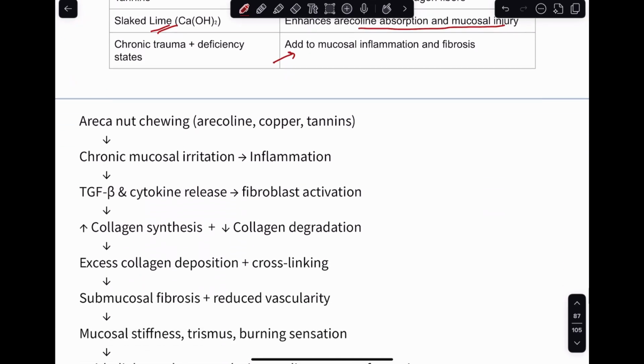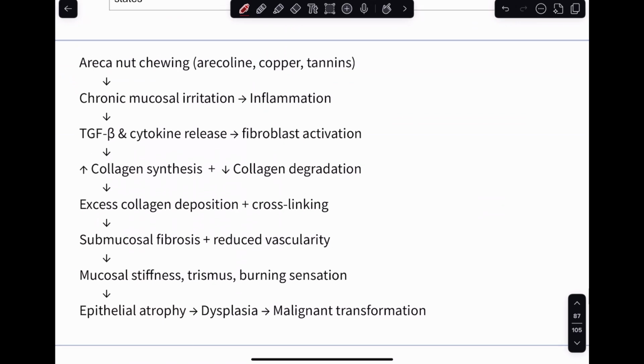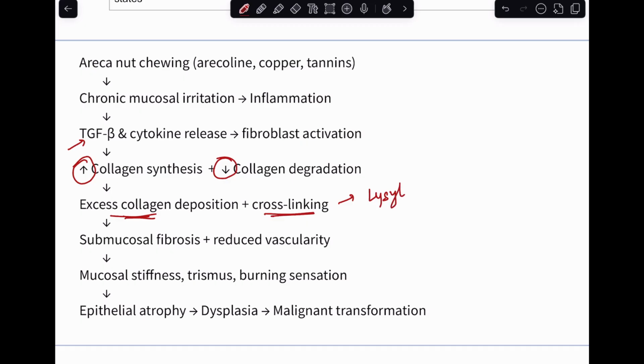So, all of this areca nut chewing, which contains this arecoline, the copper, the tannins, leads to chronic mucosal irritation and inflammation. This further leads to TGF beta and cytokine release, leading to fibroblast activation. As a result of that, we have increased collagen synthesis and decreased collagen degradation, leading to more collagen deposition and more cross-linking happening. The cross-linking happens because of increased lysyl oxidase activity because of the copper that we are seeing over here.